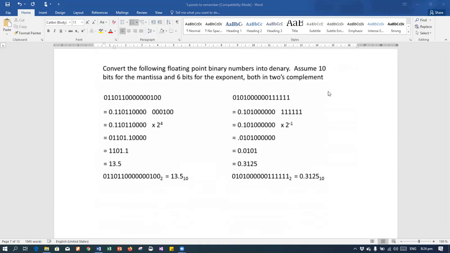We have got the exponent. Assume 10 bits for the mantissa and 6 bits for the exponent. So we have got 1, 2, 3, 4, 5, 6. These are the 6 bits allocated for the exponent. And since there is 1 in the beginning, it means this is the negative number. So how would you do it? You would first find out the decimal exponent equivalent. How would you find this number?